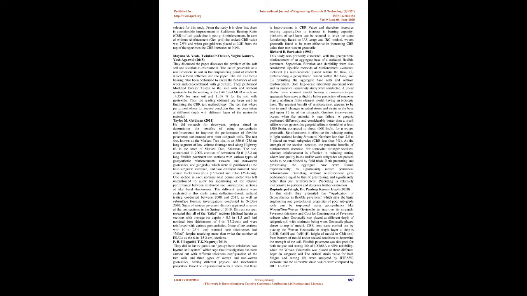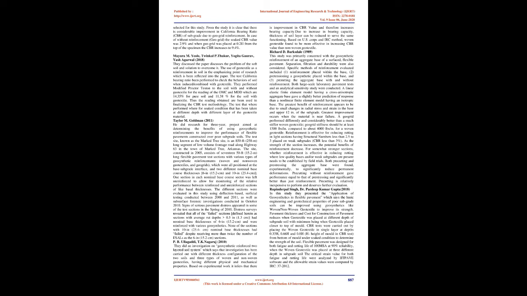Signs of serious pavement distress appeared in some of the test sections in the spring of 2010. Distress surveys revealed that all of the failed sections, defined herein as sections with average rut depths of 0.5 in (1.3 centimeters), had nominal base thicknesses of 6 in (15.2 centimeters) and were reinforced with various geosynthetics. None of the sections with 10 in (25.4 centimeters) nominal base thicknesses had failed, despite receiving more than twice the number of ESALs as the 6 in (15.2 centimeters) sections.